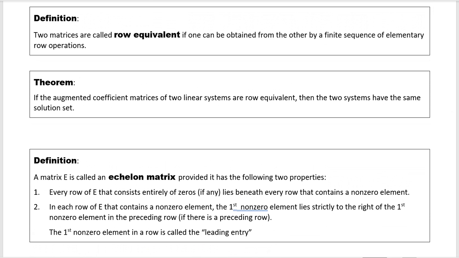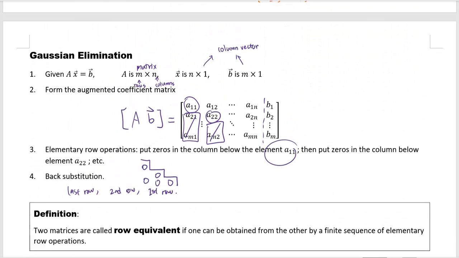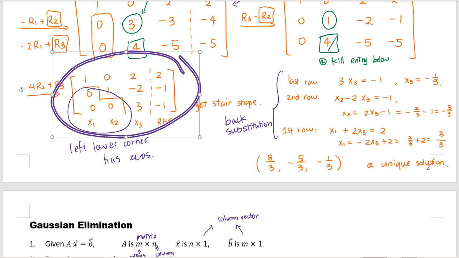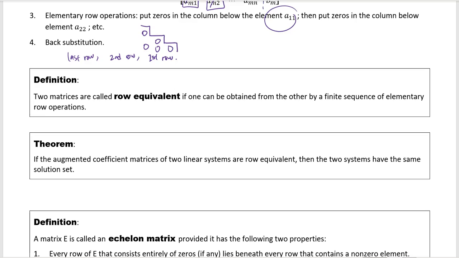Theorem. If the augmented coefficient matrices of two linear systems are row equivalent, then the two systems have the same solution sets. And it makes sense. This is how we find the solutions to the linear systems, right? We want to perform a Gaussian elimination so that we can get a stair-shaped matrix. It's easier to do back substitutions to the stair-shaped matrix, then we can solve the solution. Okay.